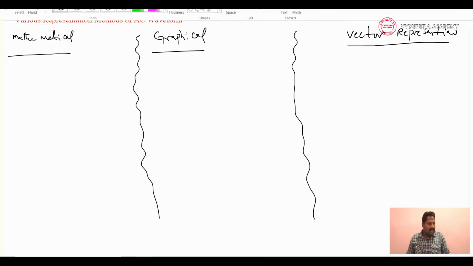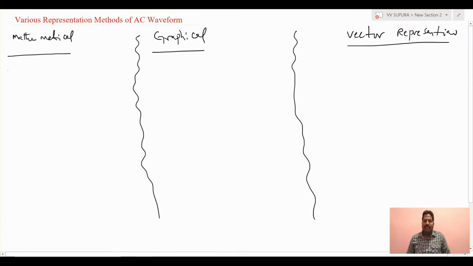The first one I can take. Suppose you want to represent a sinusoidal waveform, suppose it is a voltage waveform, I can write V1 is equal to Vm sine theta, or Vm sine omega t. Or if I want to represent V2, Vm sine (omega t plus pi by 4). So these are the mathematical representations of two waveforms.